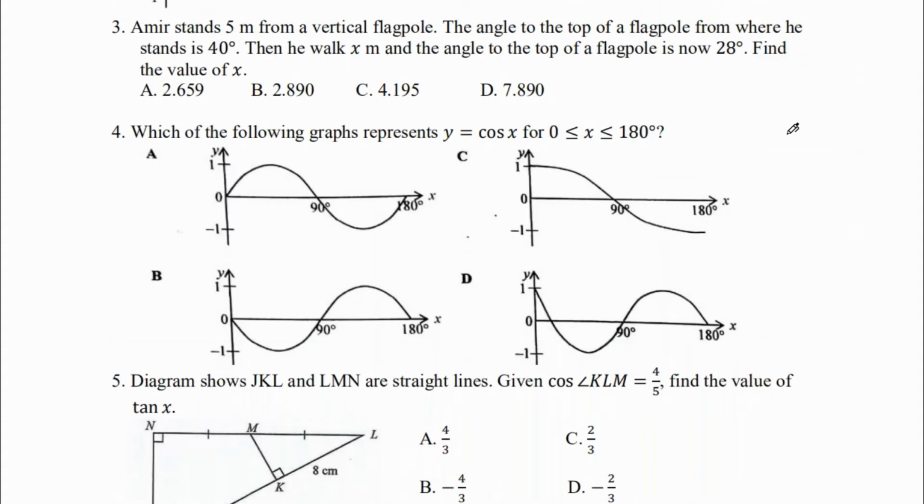Number 4. Which of the following graph represents y equals cosine x from 0 to 180 degree? Okay, so we have to remember what the shape for cosine x is. For cosine x, we will have a U shape like this. This is 0 degree, this is 90, this is 180, this is 270, and this is 360. You have to memorize each point here.